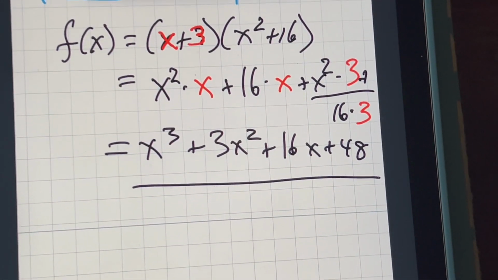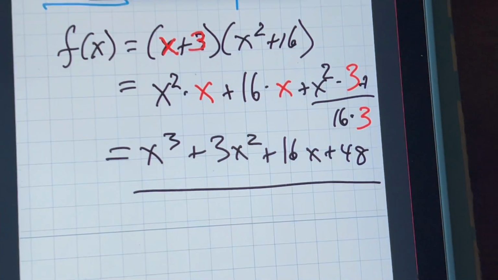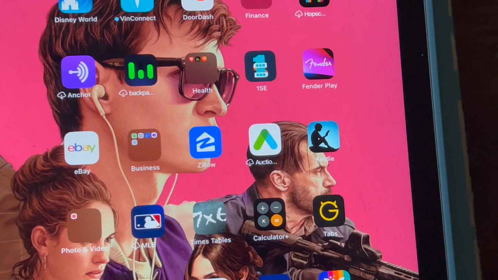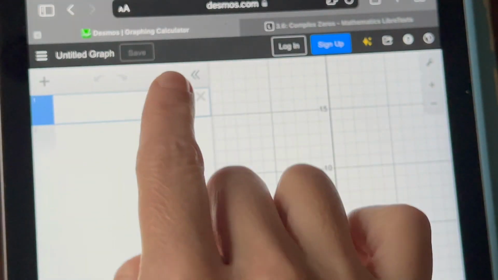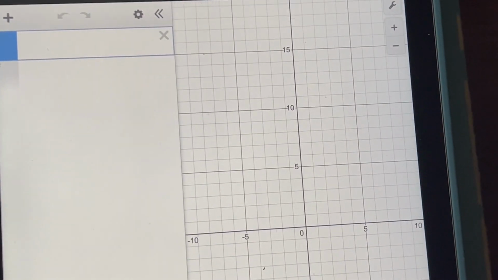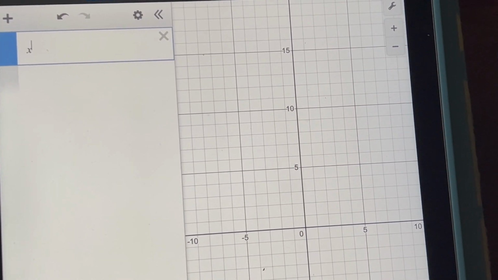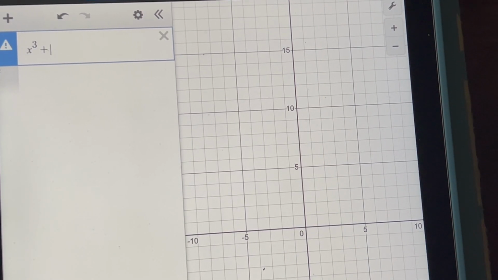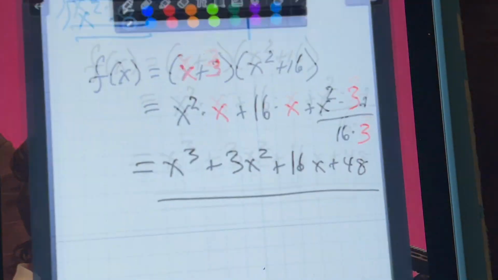So let's go over to Desmos. What was that again? X cubed plus 3x squared plus 16x plus 48. Here we have Desmos. Don't ever forget the power of Desmos. X cubed plus, shoot, what was it? I need to write this down on a regular sheet of paper, don't I?